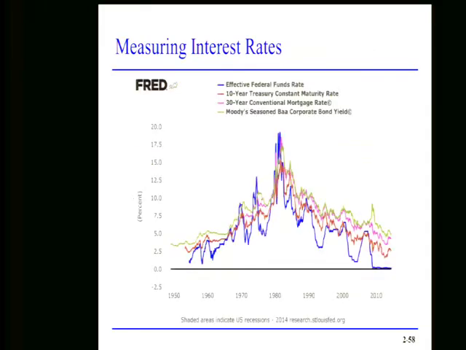Now, this chart shows four different interest rates. The blue line is the federal funds rate, which is an overnight interest rate. I also have a 10-year U.S. Treasury bond rate, a 30-year mortgage rate, and an approximately 7-year corporate BAA rate. What do you notice about all these interest rates? They have a tendency to move up and down together. They get a few squiggles here and there, but they move up together, they move down together.